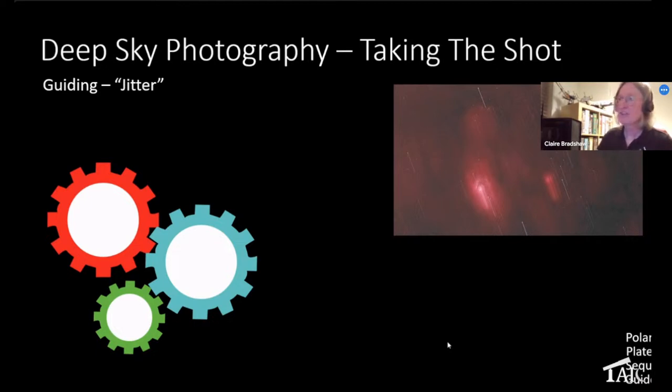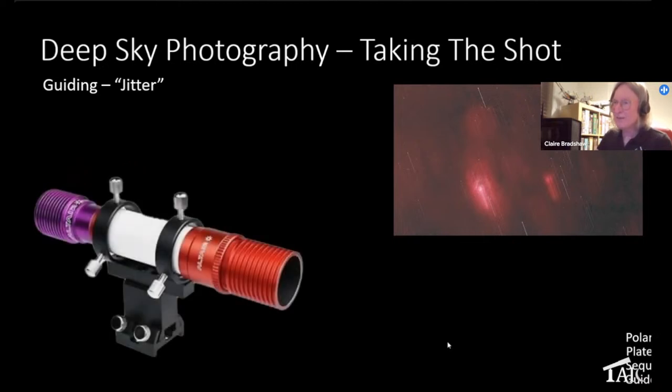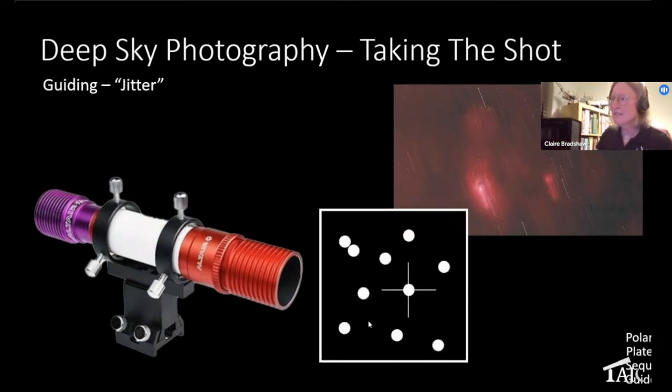So you have to guide the scope into correctly keeping aligned with those stars. And how do we do that? Well, we use a guide scope, a tiny little telescope with a little camera on the end. What it does is watch for a particular star, and it is trained as to the errors that the telescope does.